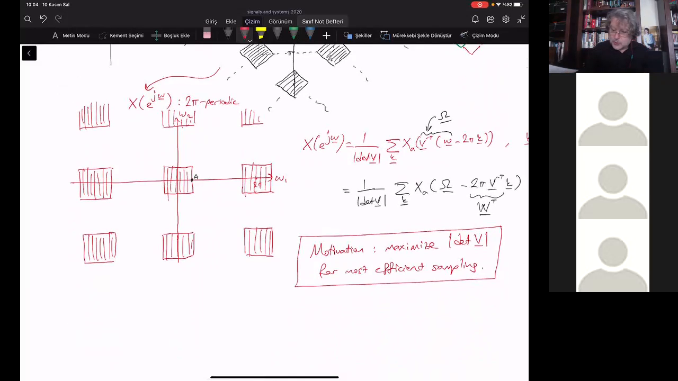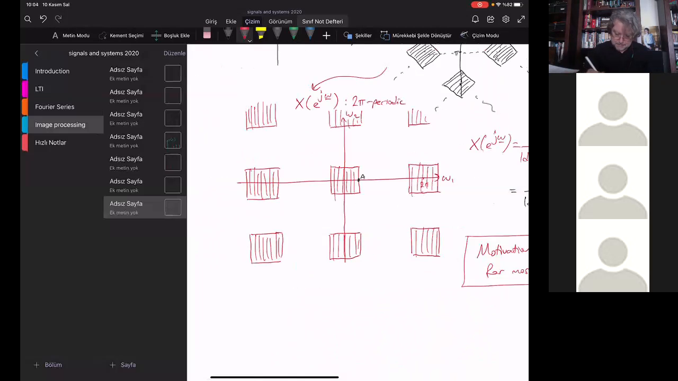Now I will continue with resampling, that is the downsampling business.